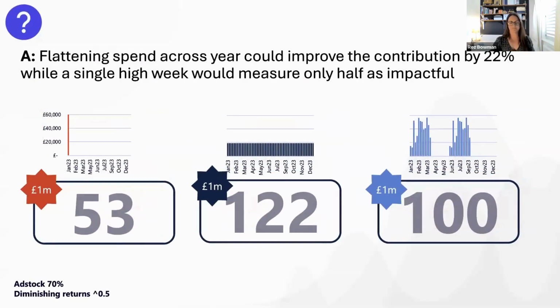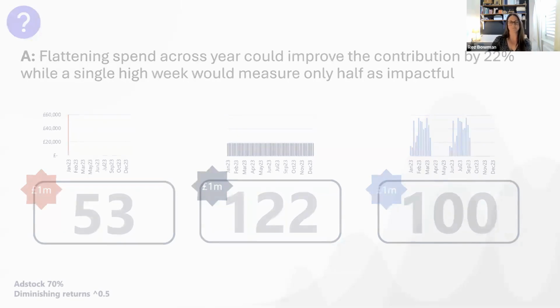So actually, flattening spend across the year could improve contribution by about 22% compared to doing 2 campaign bursts, while a single high week at the beginning of the year would measure as only half as impactful. Now, not only does this kind of result show how appropriate planning can garner improved results, but also, more relevant to the discussions today, it illustrates that choosing a realistic way to define a year of activity with which to populate an annual planning tool will be really important and much more realistic.